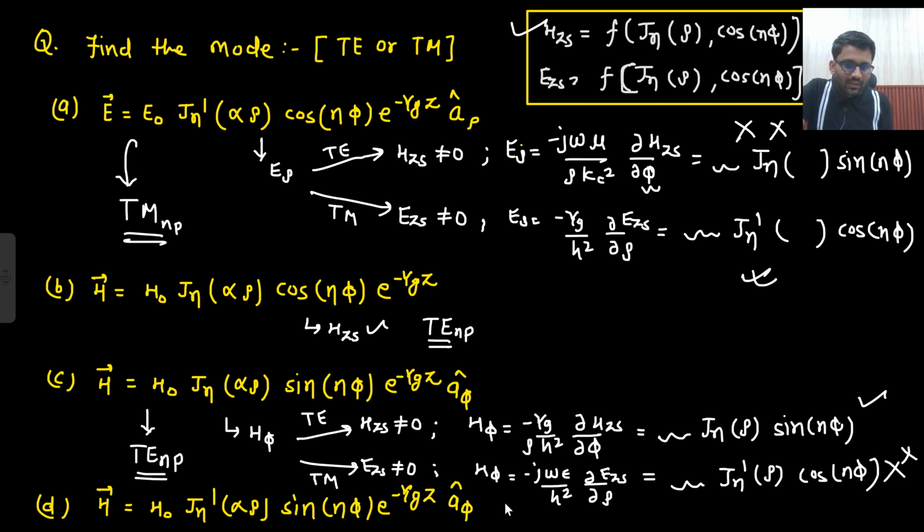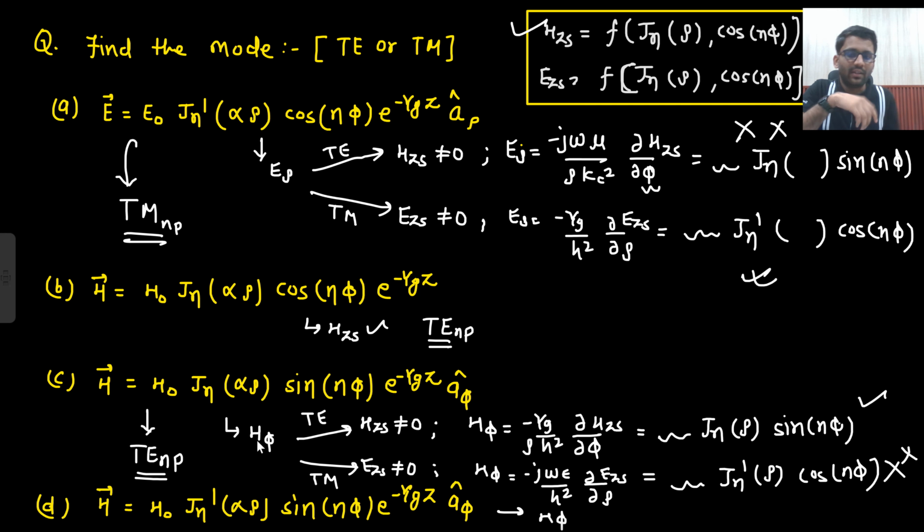Now what about the last one? Again H phi is given. So your H phi can either be a function of Jn sin phi, or it could be a function of Jn dash cos phi. But here what is happening? It is a function of Jn dash sin phi.